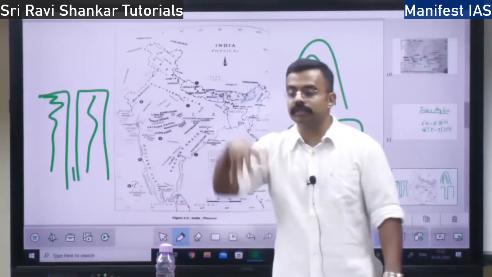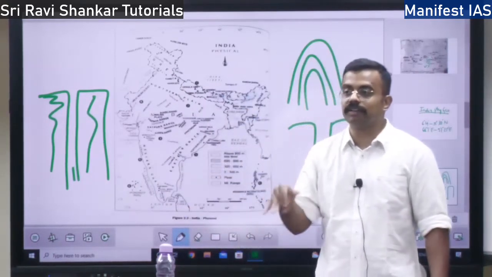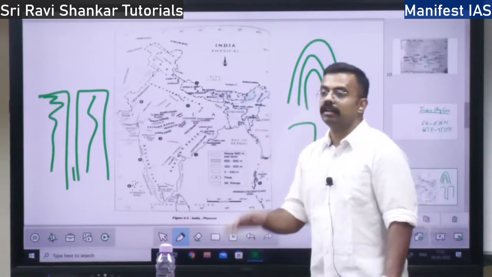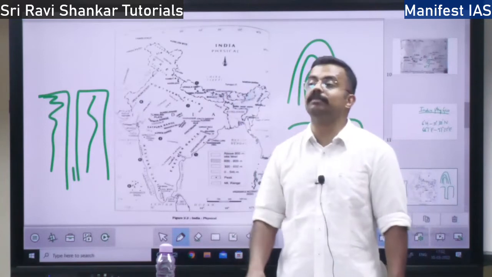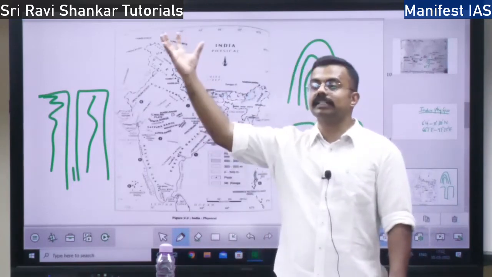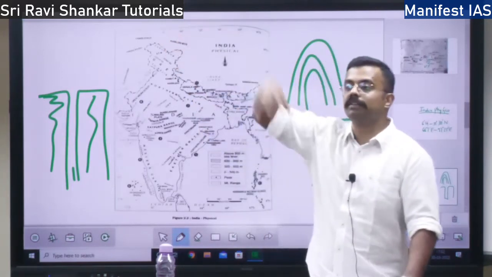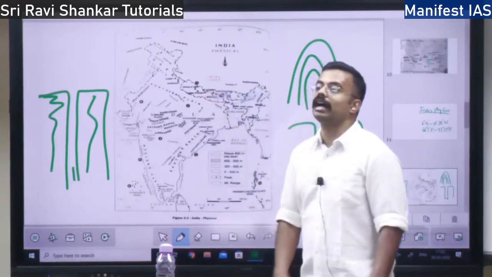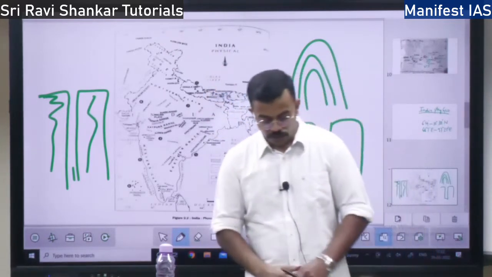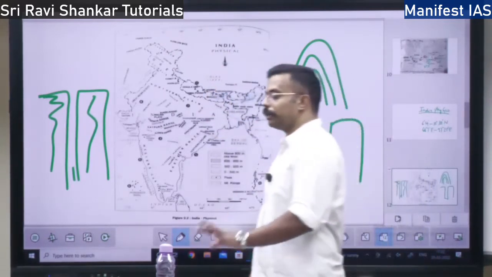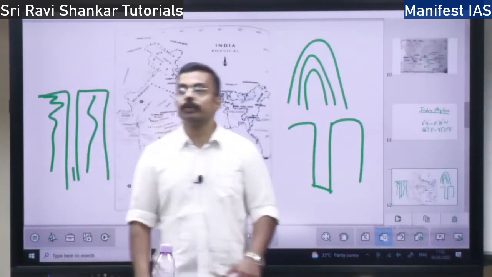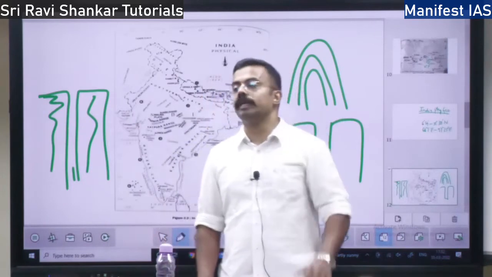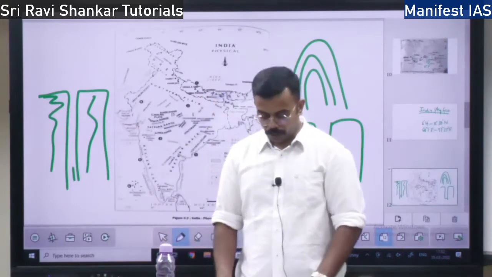There was a fault. There was a depression, right? The ground was below. So that was filled by the sediments brought by the rivers. Whatever sediments, debris brought by the rivers, got accumulated in the depression, right? Later that deposition is called alluvial deposition, alluvium deposition. Today it is up to 1 to 2 kilometers in height.